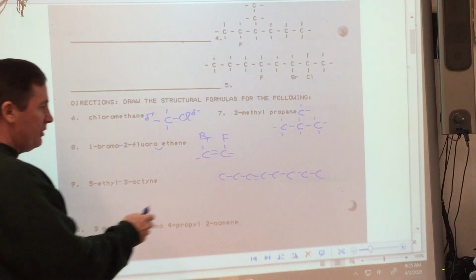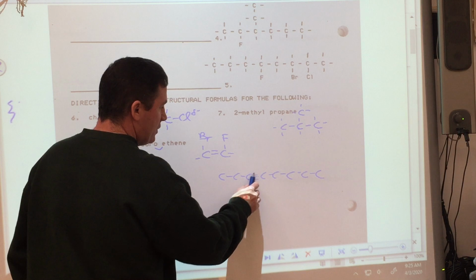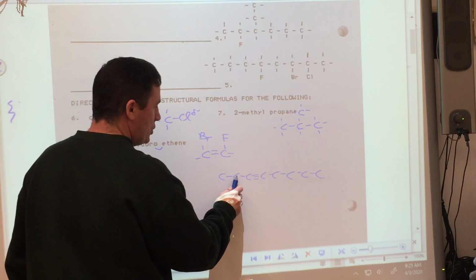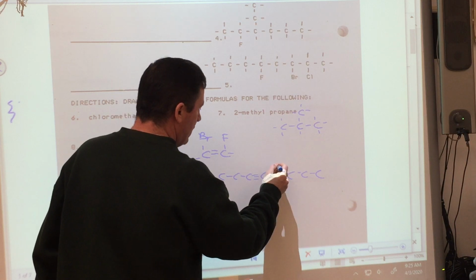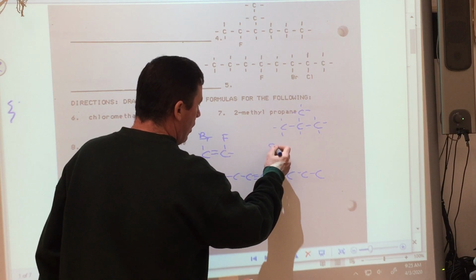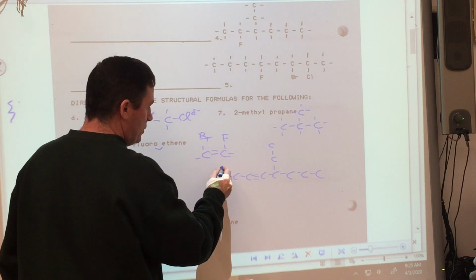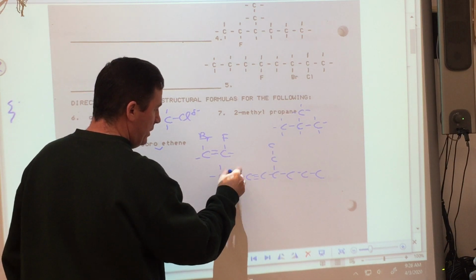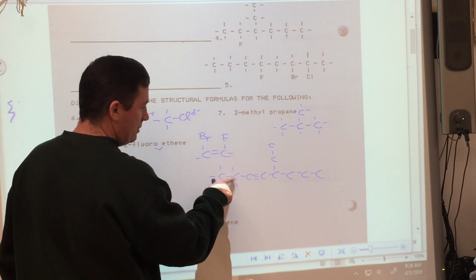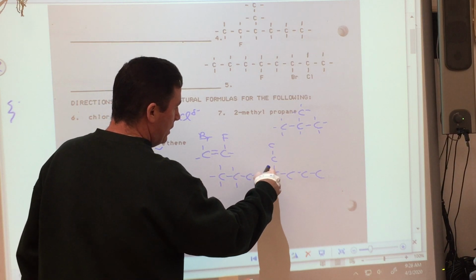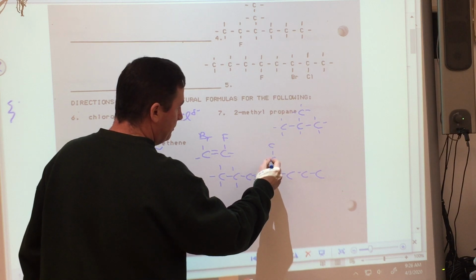And 5-ethyl. So this determines where I'm going as far as my numbering goes. 1, 2, 3, 4, 5. And then ethyl would be 2 carbons off of that. Okay, so here's my substituent group. So I fill the rest in with hydrogen lines. This carbon has 4. This one has 1, 2, 3. I need one here.